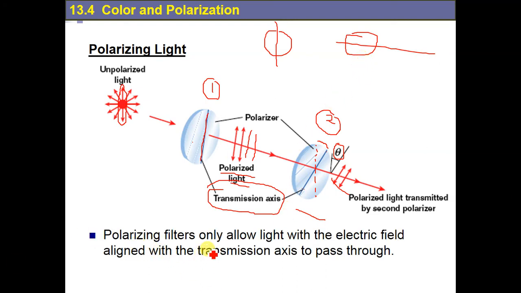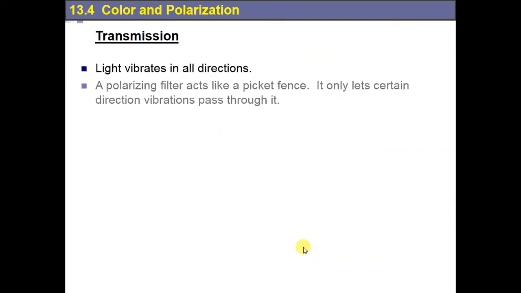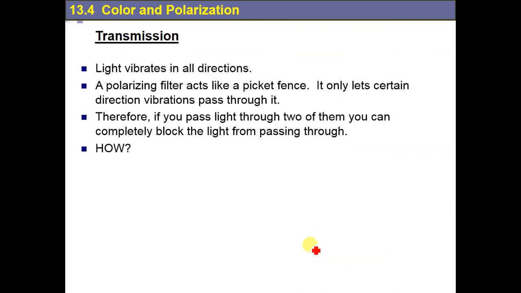Polarizing filters only allow light with electric field aligned with the transmission axis to pass through. Again, transmission. We are talking about the first way to polarize light. At the beginning, light vibrates in all directions. In order to polarize this light, we will use a polarizing filter.